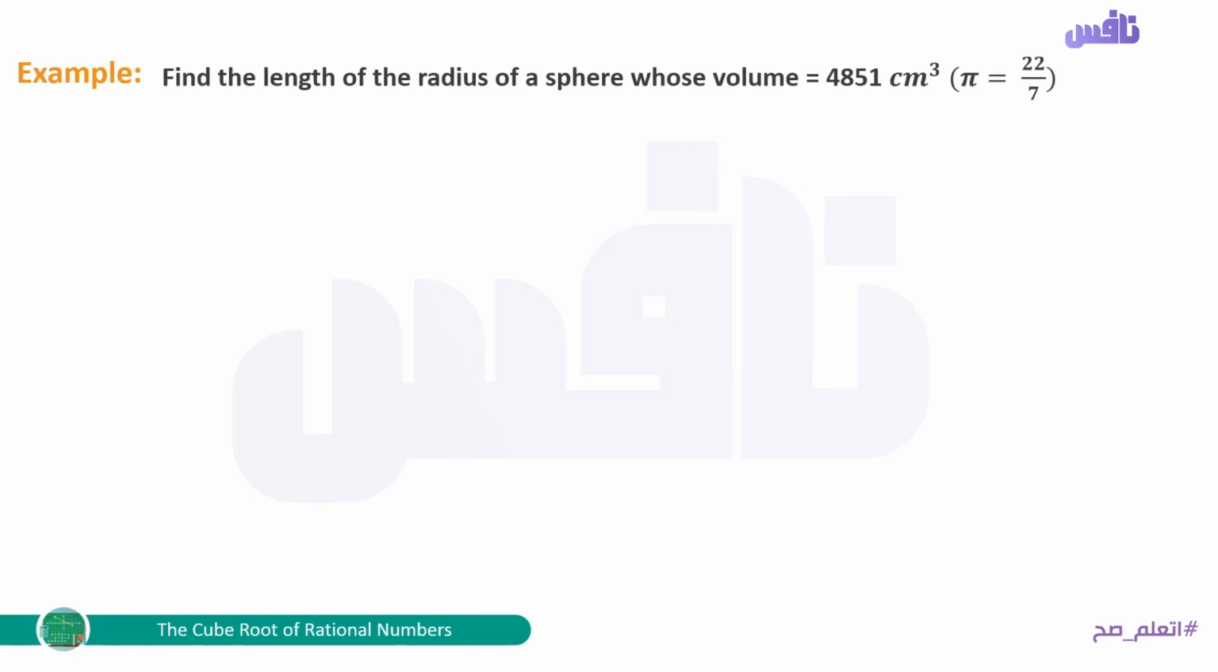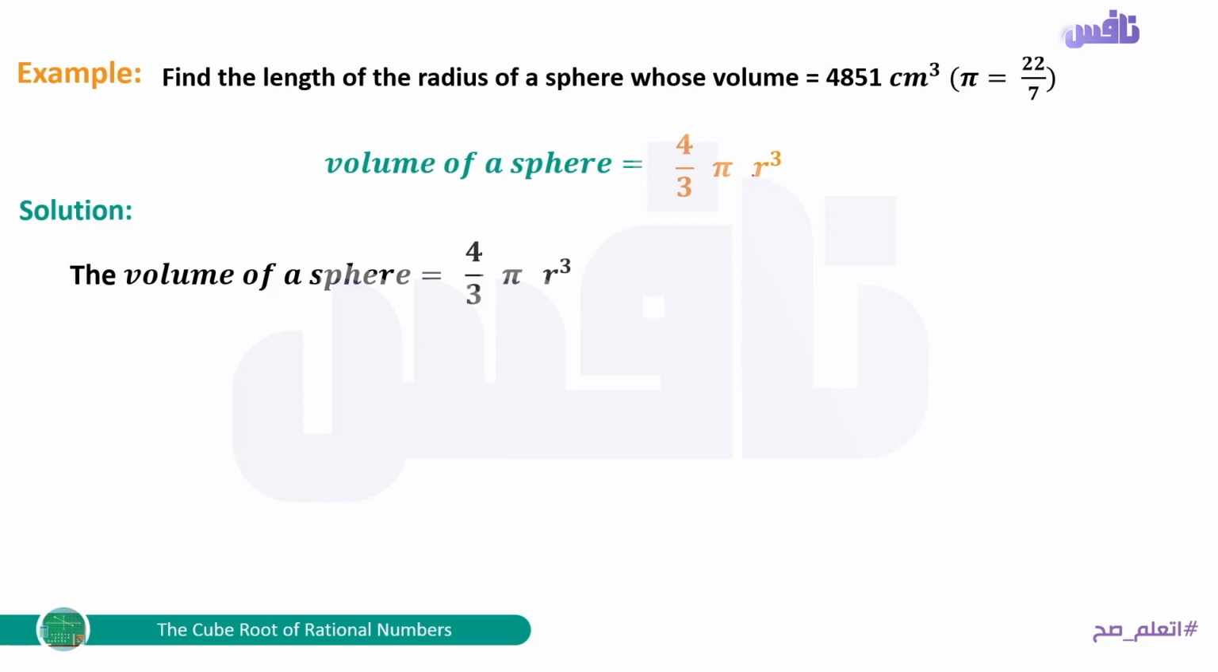Another example. Find the length of the radius of a sphere whose volume equals 4581 centimeters cubed while pi equals 22 over 7. السفير اللي هي البول بس الماثيماتيكال نيم بيبقى سفير. الفوليوم اوف السفير الرول بتاعته 4 over 3 باي r باور 3. يبقى هنا هو مديني الفوليوم والريكوايرد عايز نجيب الراديوس اللي هو الار. هنكتب الرول بتاعه الفوليوم. الفوليوم اوف السفير equals 4 over 3 باي r باور 3.